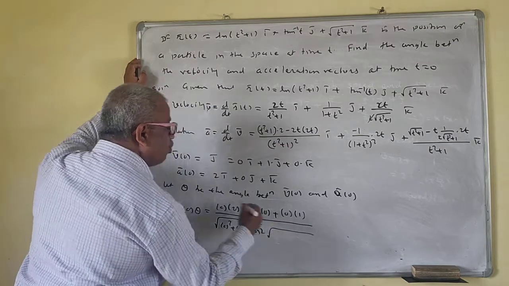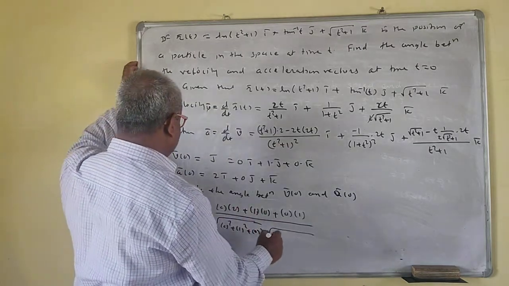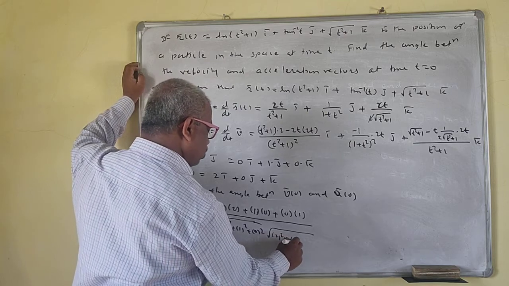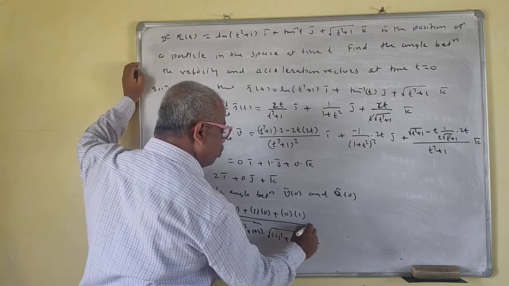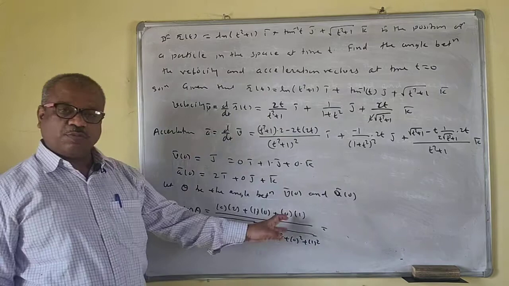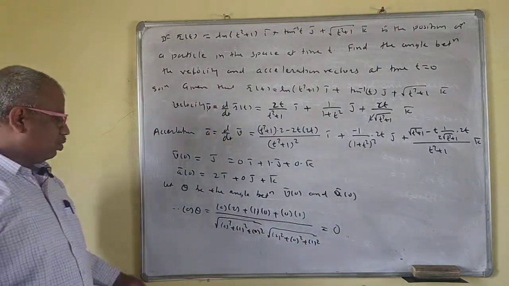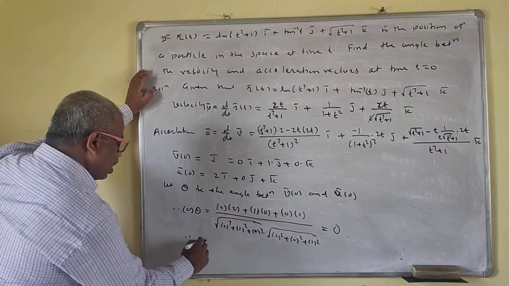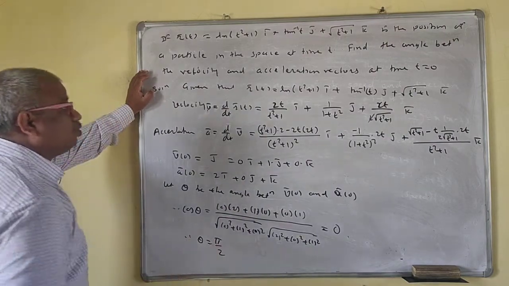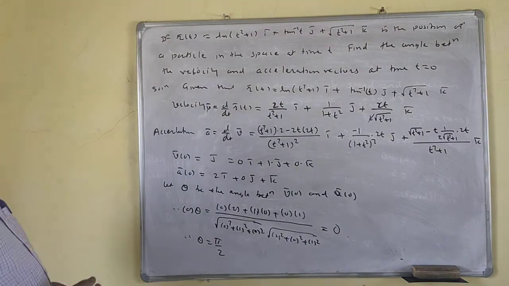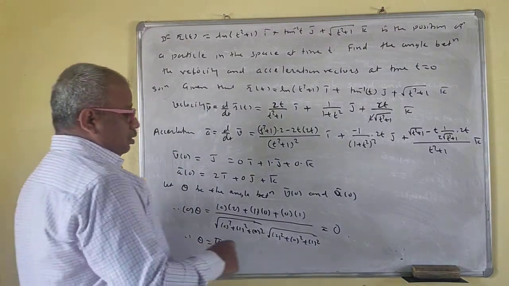Actually, this numerator is 0, so they are perpendicular to each other. Okay, so this is what then? 2 square plus 0 square plus 1 square. No need to find the value of this one because your numerator is 0. No need to find the value of the denominator, whatever it may be. So this is 0. So therefore theta is equal to pi by 2. So you have to find the angle between this. So your angle is pi by 2 or 90 degree you can write.